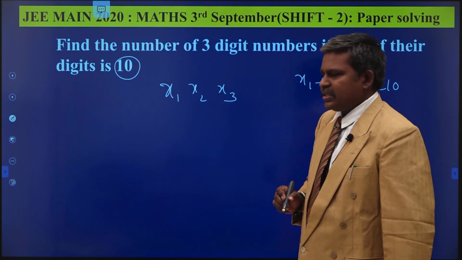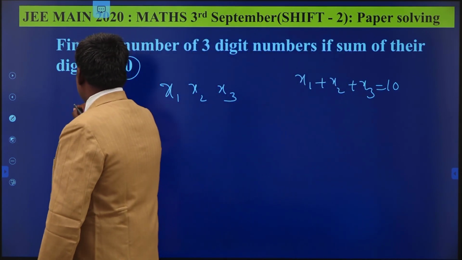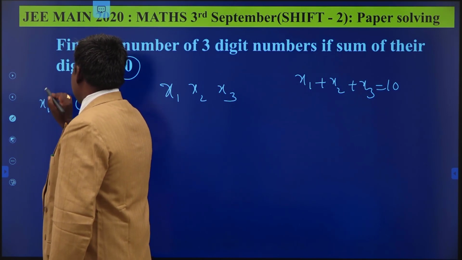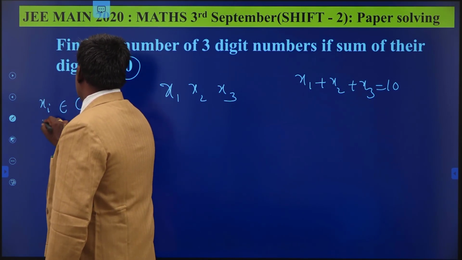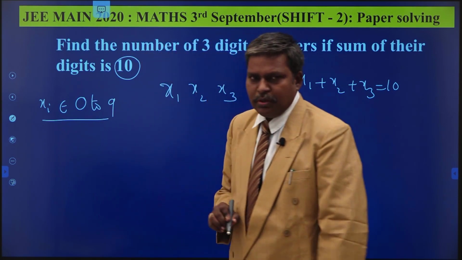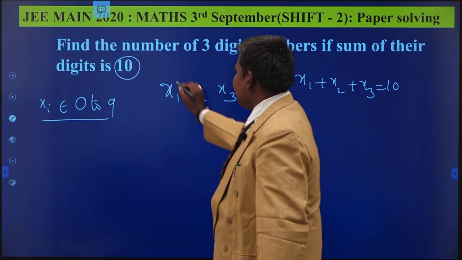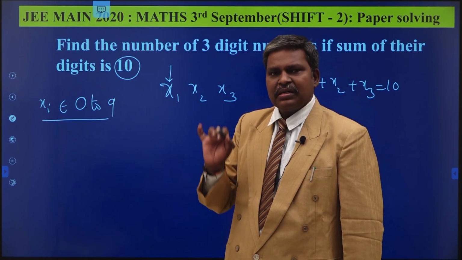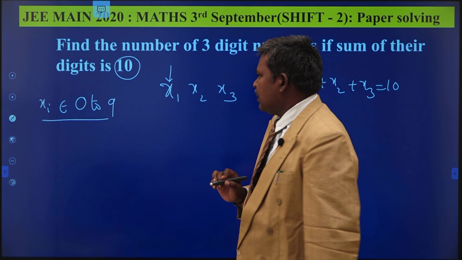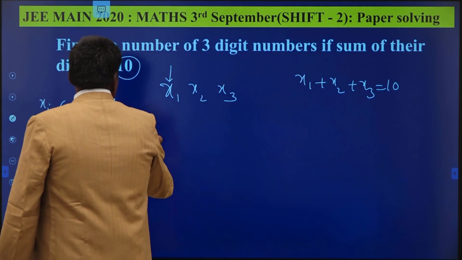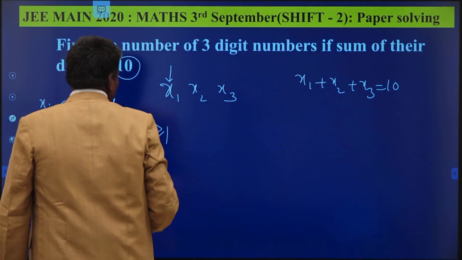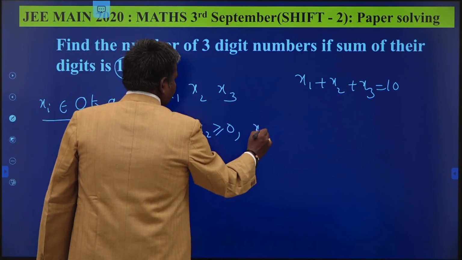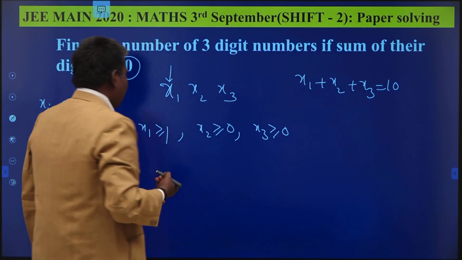What are the digits? The digits are from 0 to 9. So each xi, i runs from 1 to 3, belongs to 0 to 9. You want three-digit numbers, that is why the hundreds place must start from 1 to 9. It is never 0. That means x1 is greater than or equal to 1. x2 may be 0, greater than or equal to 0. x3 is also greater than or equal to 0.